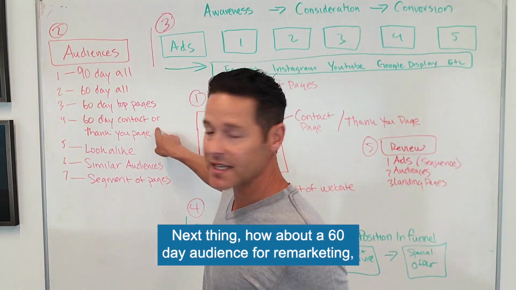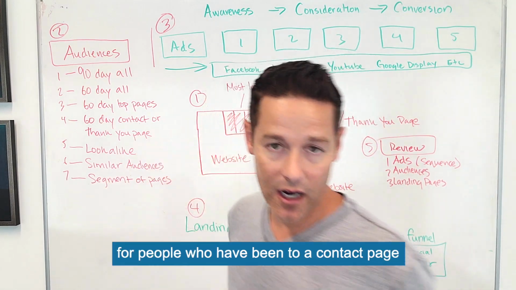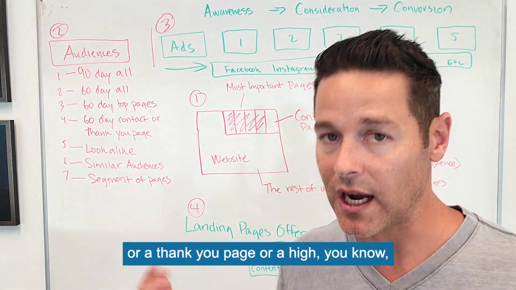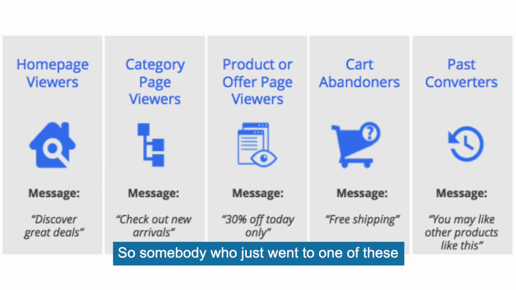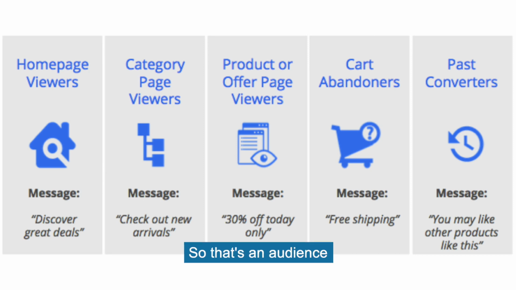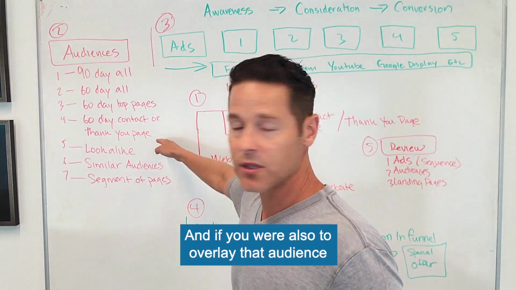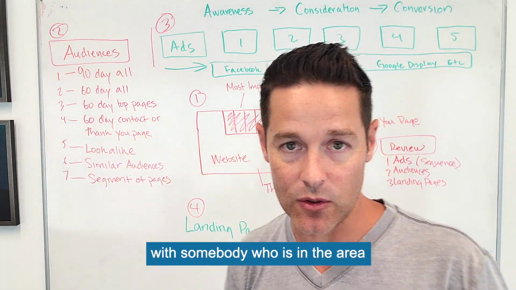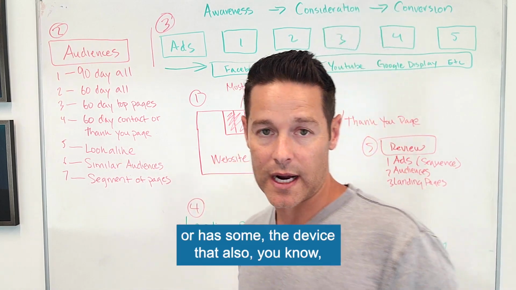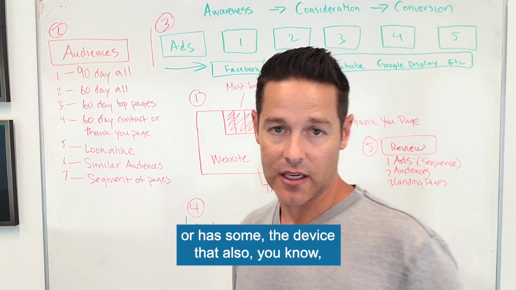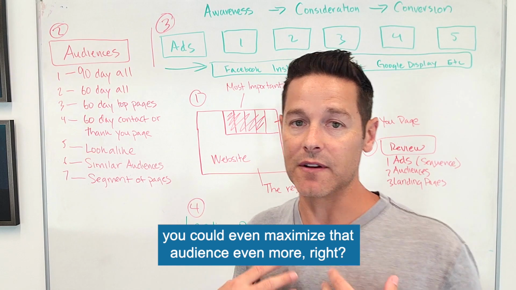Next, how about a 60-day remarketing audience for people who have been to a contact page or a thank you page or a high worth product page? So somebody who just went to one of these most important pages. That's an audience that is a little bit more powerful, right? And if you were also to overlay that audience with somebody who is in the area that converts the most for you, or on the device that has the highest propensity to convert, you could even maximize that audience more.